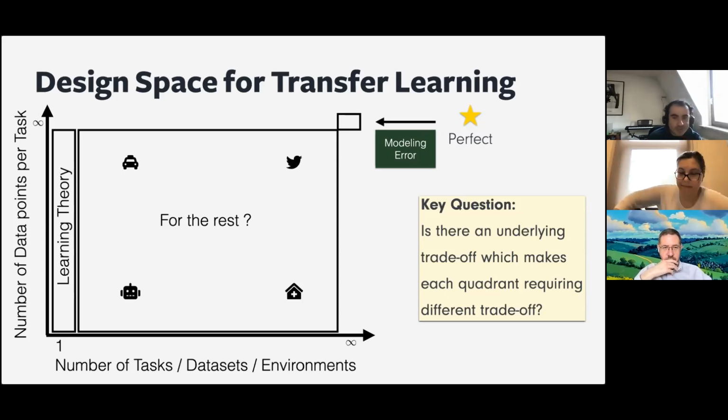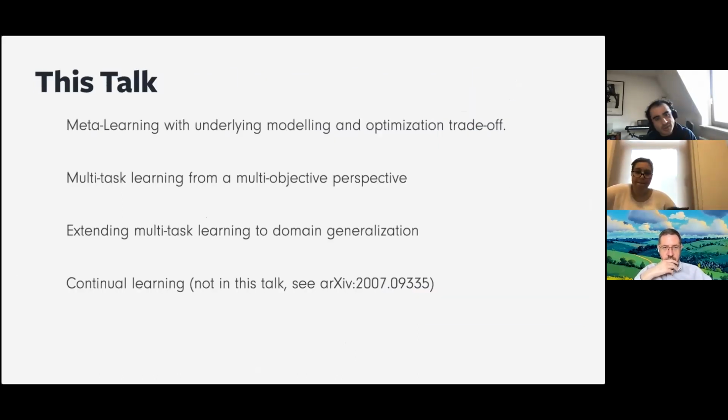So then the obvious question, what's going on? So how does this space behave? So it will be mainly the focus of this talk. And I'll start with meta-learning because meta-learning is the one that we have good answers. So for meta-learning, I'll describe this entire 2D space.